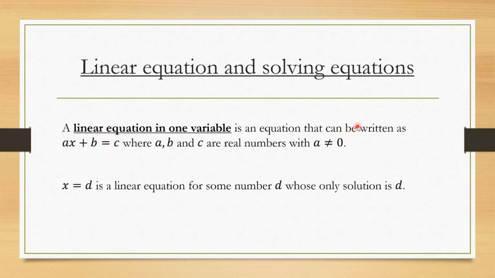Here I wrote can be written. More formally, it's equivalent to this, where again A, B, and C are numbers, but A is not 0. Technically, this is also a linear equation because these two are equivalent to each other. You can take this equation and manipulate it to get an equation in this form. What's nice about this one is the only solution to it is the number D, whatever that is.